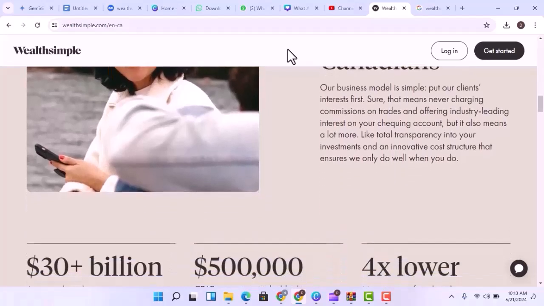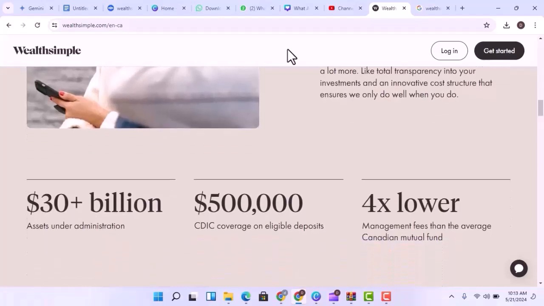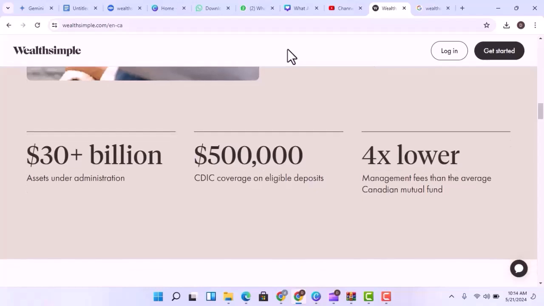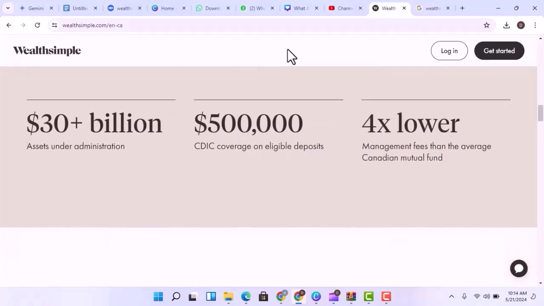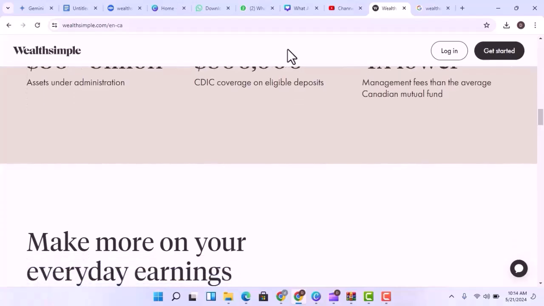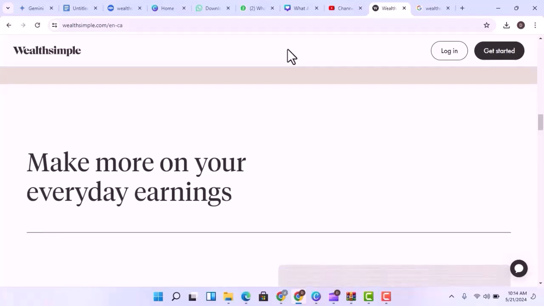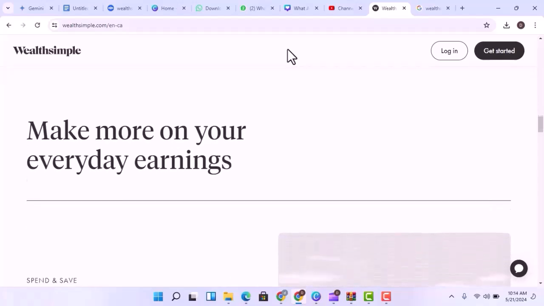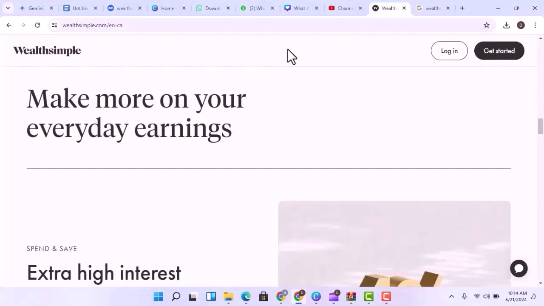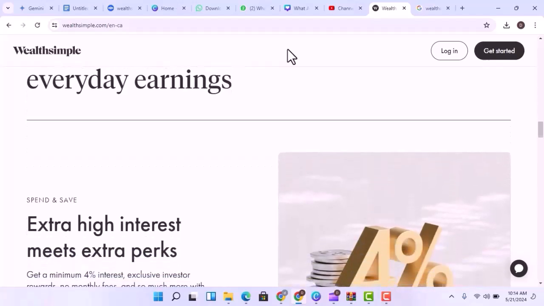Here's the breakdown. Option 1, conversion to CAD. This is the most straightforward approach. You can simply convert your USD holdings to Canadian dollars and then withdraw them to your linked bank account. Wealthsimple doesn't charge any currency conversion fees, which is a plus. However, the current exchange rate might not be ideal, and you might lose some value depending on the market fluctuations.